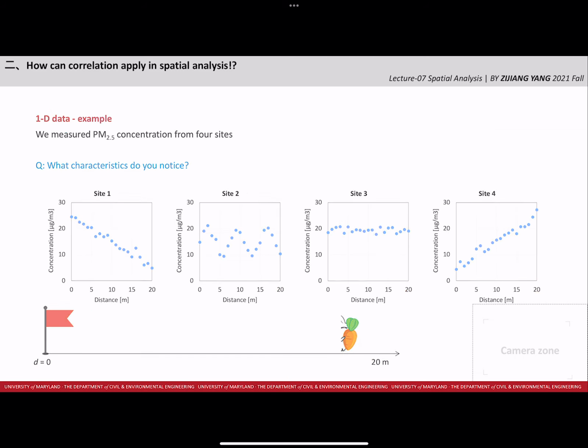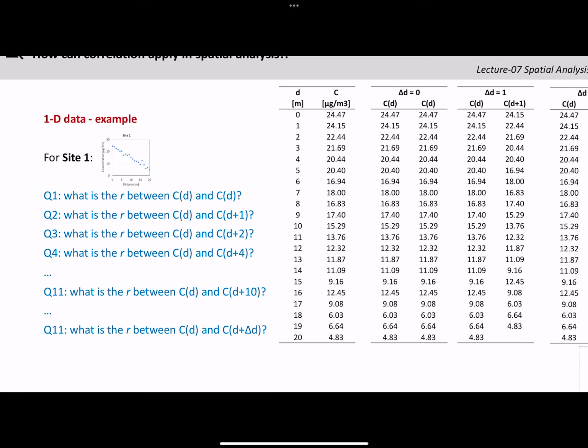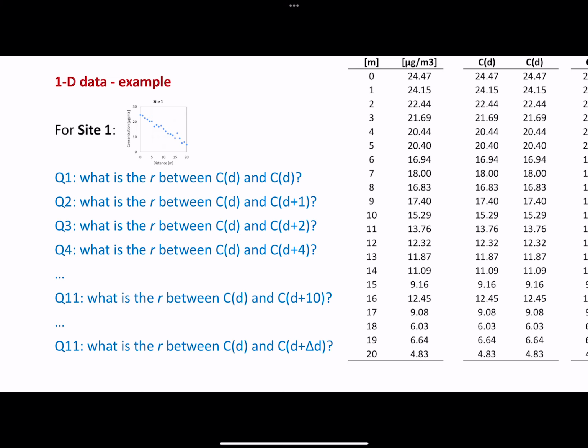So, let's look at the first site in detail. We may have some questions. This is the shape of the first site. We know that it is constantly decreasing as we go far away from the first site. We may have a bunch of questions. What is the correlation coefficient between C(D) and C(D)? We can consider the 0 meter and the concentration at 0 meter. And again, what's the R between C(D) and C(D+1)?